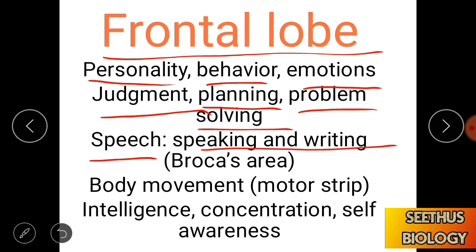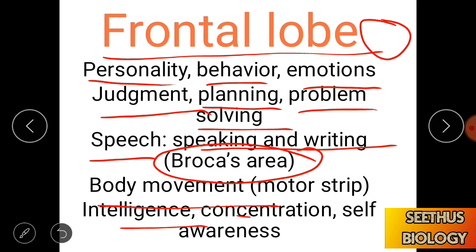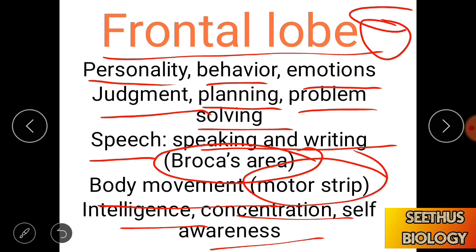Speaking and writing are under the control of Broca's area, which is present in the frontal lobe. And body movement, intelligence, concentration, and self-awareness are under the control of the motor strip, which is also present in the frontal lobe. I already said that each lobe has specific areas which provide specific functions in our body. So body movements, intelligence, concentration, and self-awareness are specified in the motor strip of the frontal lobe, and speaking and writing are specified in Broca's area, which is present in the frontal lobe.